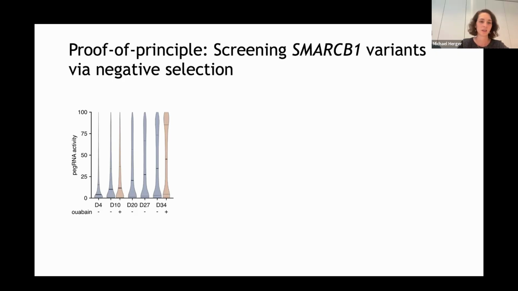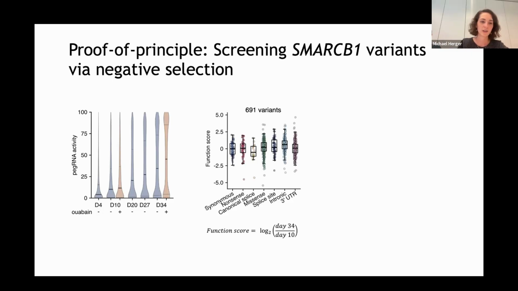throughout the pool. We then went on to address the really key question of this experiment, which was, can we infer variant effects by only looking at the changes in peg-RNA abundance without having to sequence the endogenous sites where the variants are installed? And to this end, we calculated function scores by comparing the peg-RNA frequencies at the experimental endpoint to an earlier time point, which you can see here plotted grouped by the molecular consequences of the corresponding variants. And because in this experiment, loss of function variants will be depleted throughout the experiment, they are expected to receive a high score.